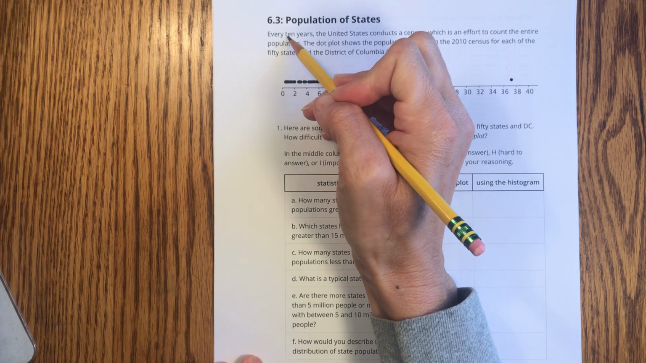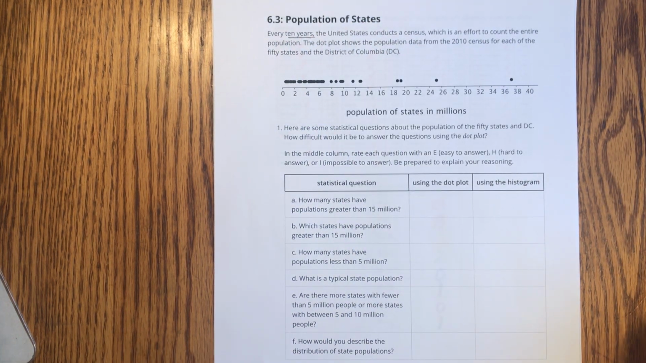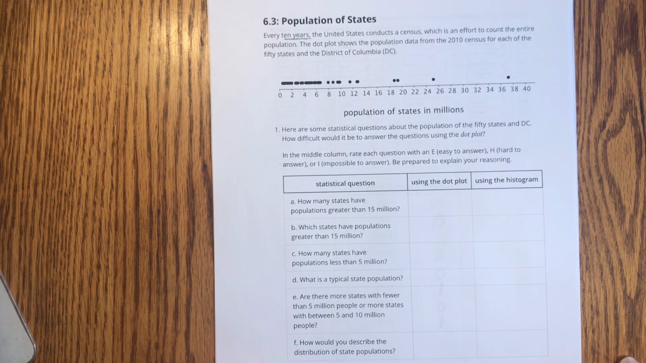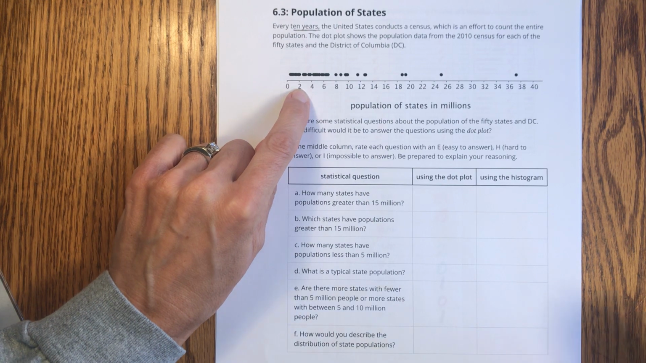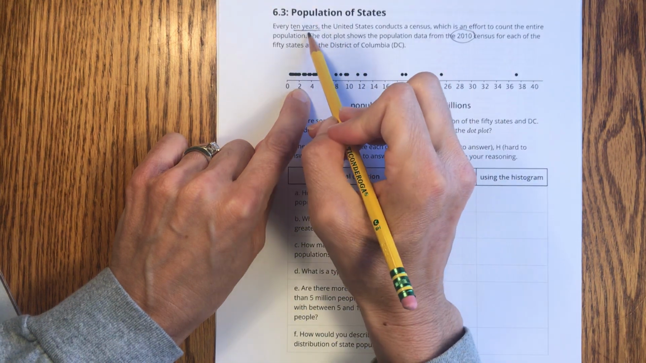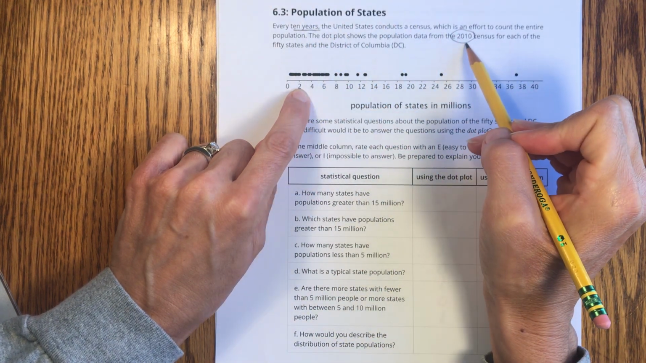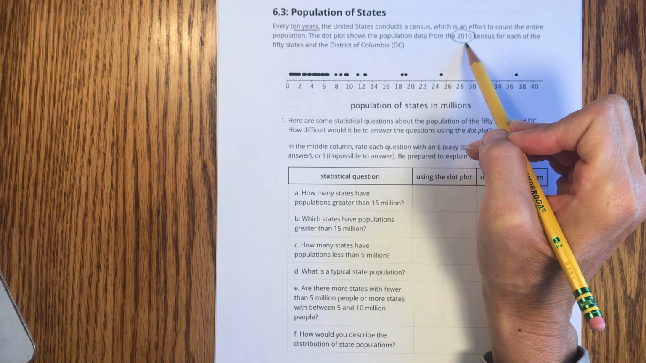And this is interesting because it says every 10 years, the United States conducts a census, which is an effort to count the entire population. The dot plot here shows the population data from the 2010 census. Well, when it says 10 years, and this is from 10 years ago, it's kind of interesting. We're going to be having a new census that they're taking in 2020. So you can find that information out, and you might see signs for it as we go, but we're approaching that.